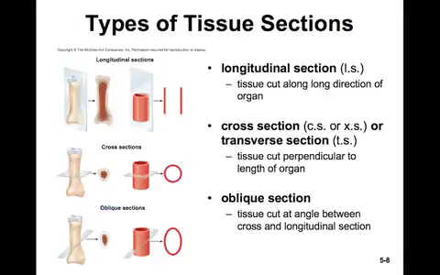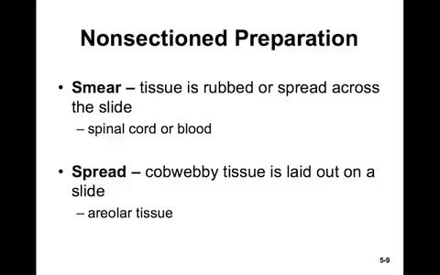Now, there are various types of tissue sections. There are longitudinal sections, which is where tissue is cut along the direction of the organ. There's a cross section or transverse section, which is where the tissue is cut perpendicular to the length of the organ. And sometimes an oblique section, where the tissue is cut at an angle that's somewhere between cross and longitudinal section. This also can add to the mystery of what we're looking at in these histology slides.